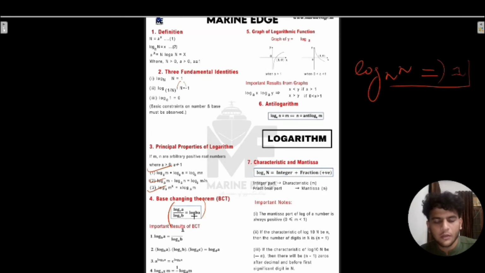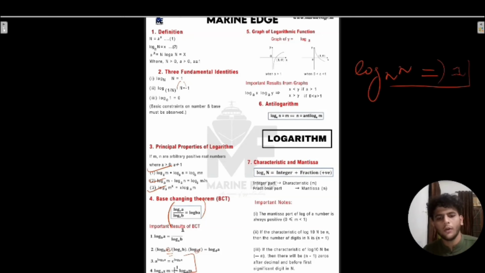Now you have changed the base. The base has been changed to a constant because it was already the same, so now we have kind of eliminated this. The important results: log base b of a is equal to 1 upon log base a of b, and log base c of b times log base d of c is equal to log base d of b. So you have to make sure that the last base was constant and the first constraint was constant, so log base d of a.